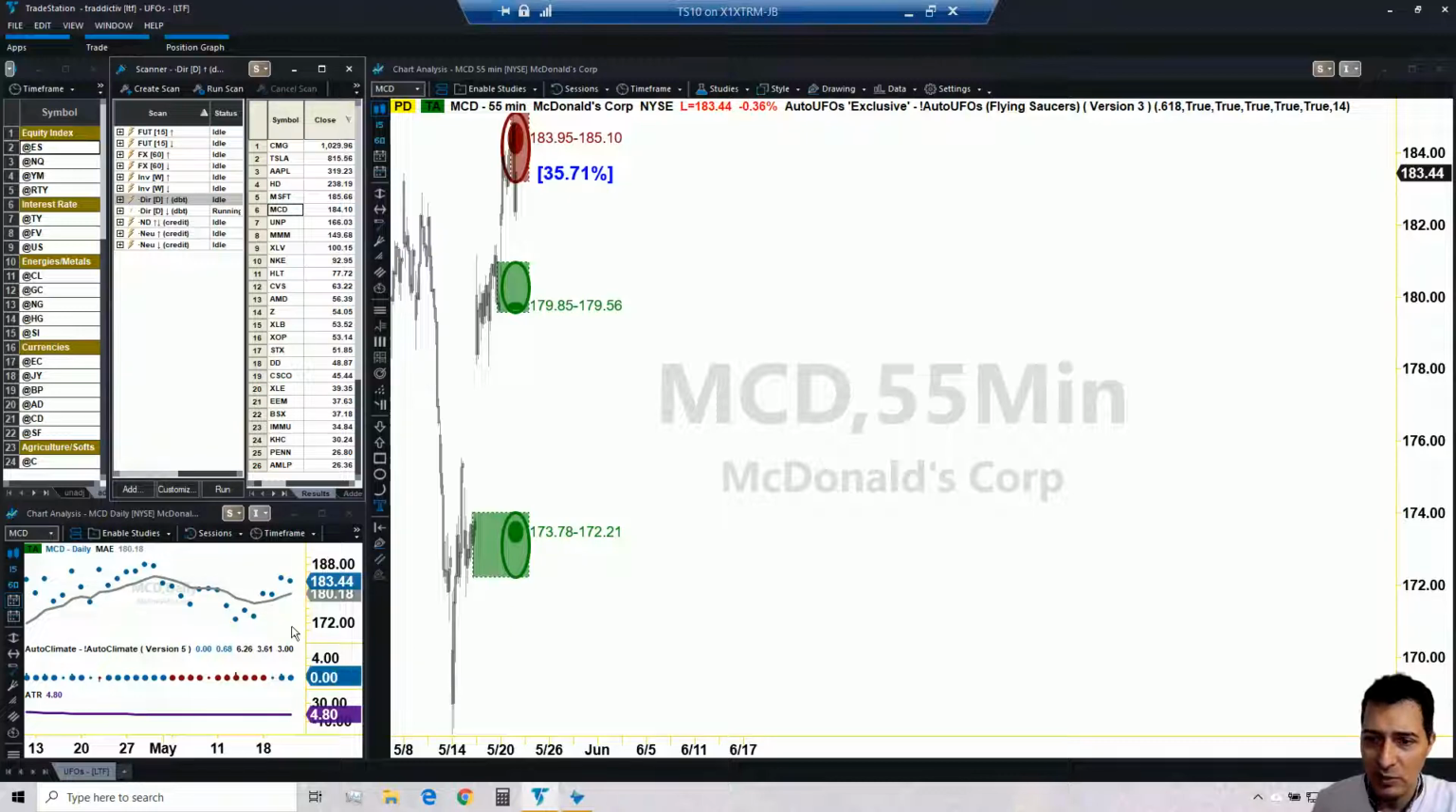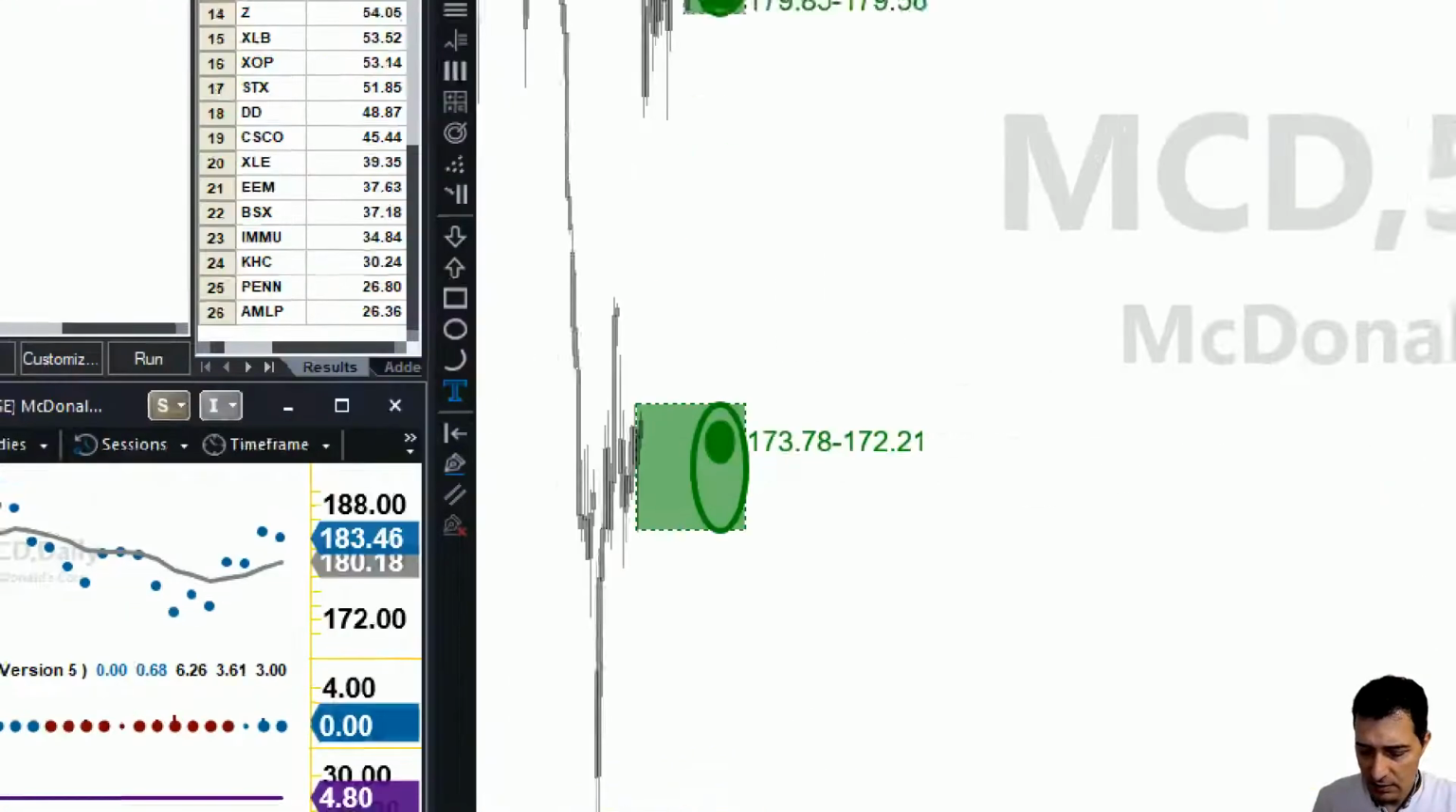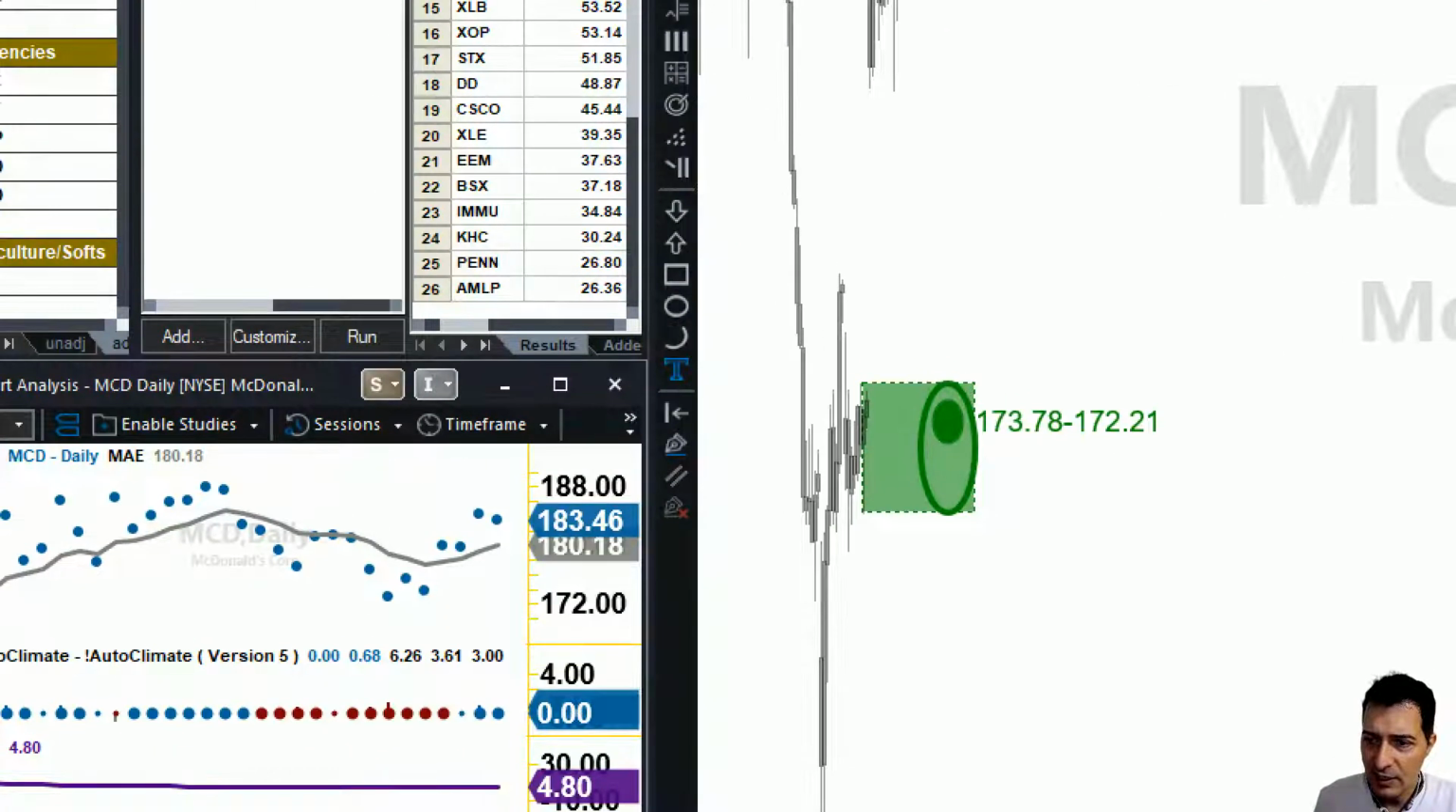Okay, so what do we have with McDonald's? So with McDonald's, we have a situation from a climate point of view which is favorable because the climate is confirmed. It's 3 candles into the climate.